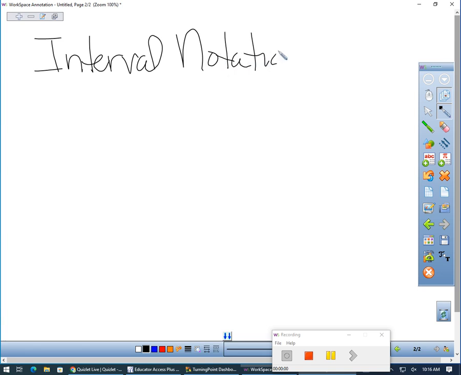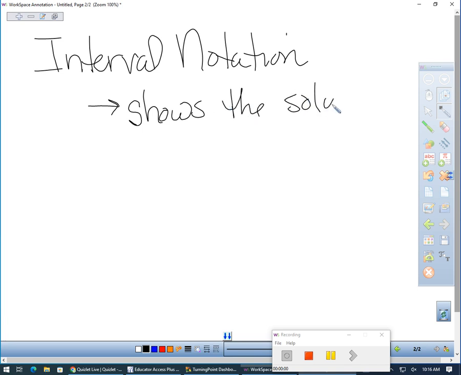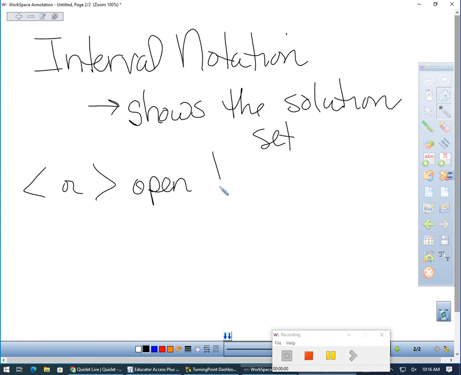Interval notation is actually going to show the solution sets. All right? If you have less than or greater than, which is an open dot, you are going to use a parenthesis, whether it's on one side or the other.